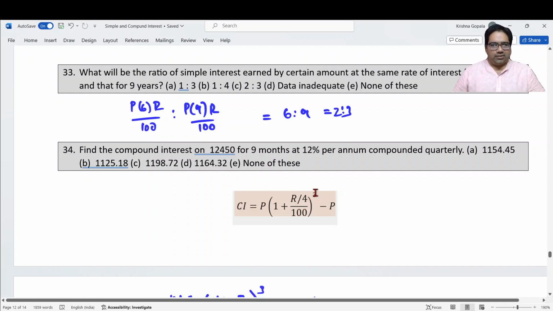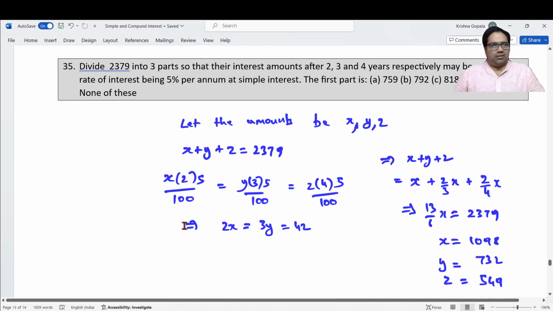Okay. How many time periods are there? That is raised to that power. And what is the interest rate for each such time period? Each such time period interest rate is 12 by 4. How many time periods are there? There are 3. Simple. Okay.